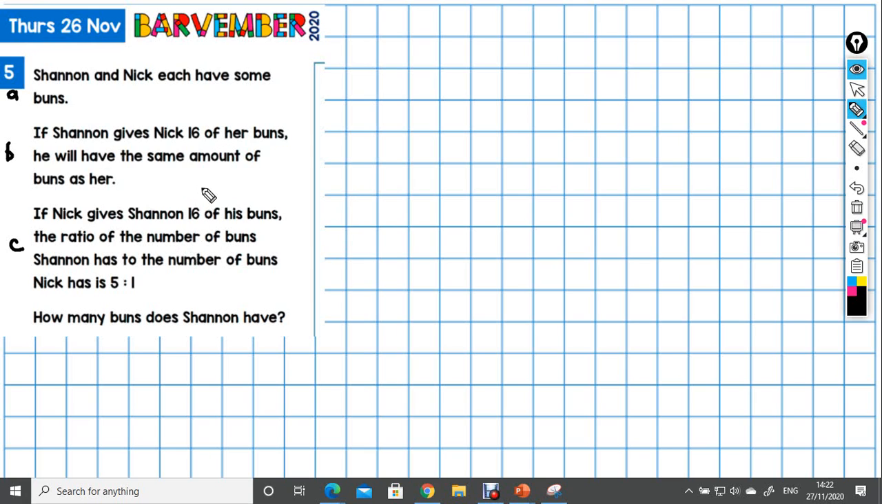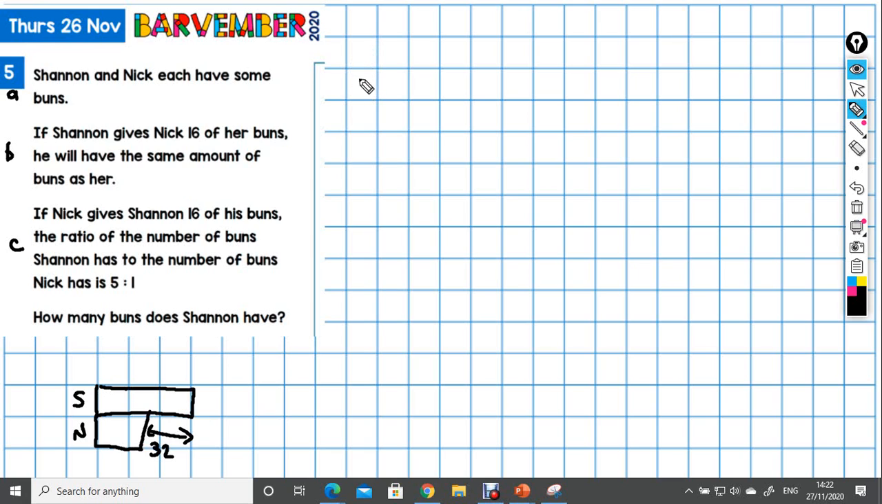So what do I know? If I drew a very basic model, I could draw Shannon and I could draw Nick, and I know that at the beginning there's a difference of 32 between Shannon and Nick, because if Shannon gives Nick 16 buns, which is half of 32, they end up with the same amount. But actually, I think if we work in parts and work backwards, it will become even easier to see this. Let me show you.